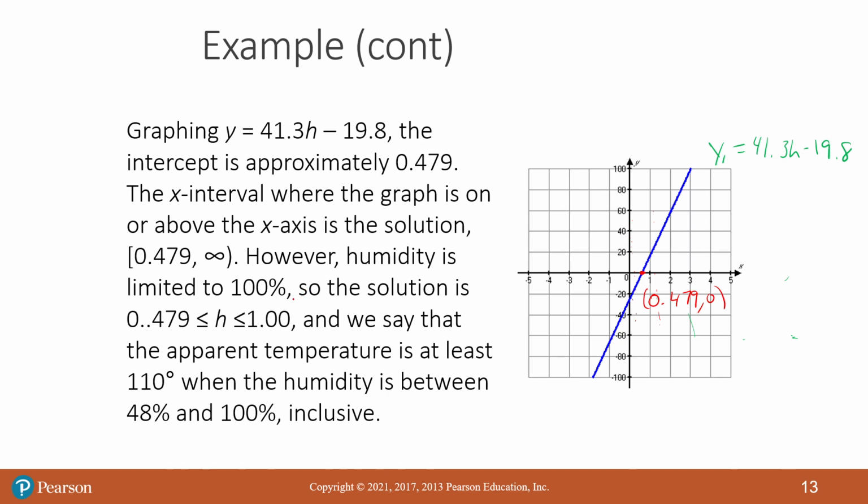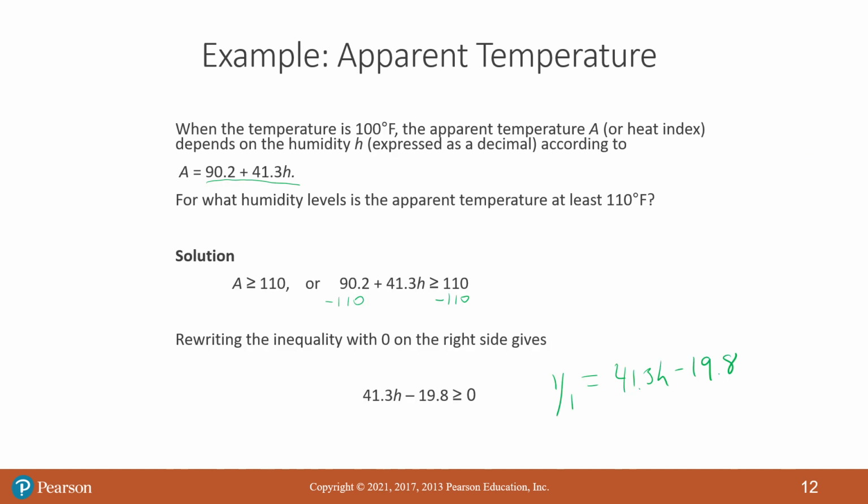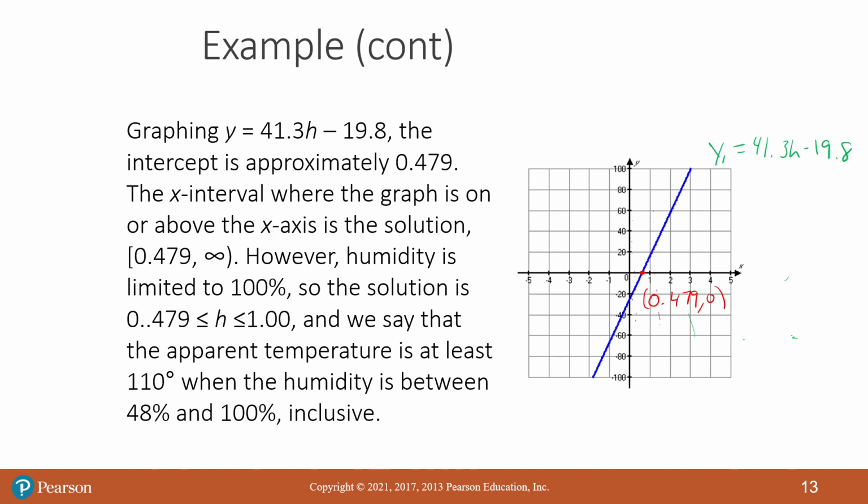Okay. Now, the x interval where the graph is on or above the x-axis is the solution, because keep in mind here, we were looking for it to be greater than or equal to 0. So it needs to go above this axis. It's 0 right here at this point, 0.479, 0. It's bigger than that when it goes above it. It's smaller than that when it goes below it. So our solution set is 0.479 on up.